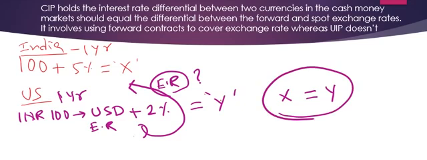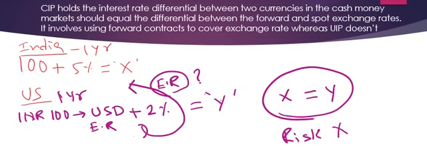So we call this covered interest rate parity because we have eliminated the exchange risk with the forward rate contract to cover the exchange rate risk. So this is how CIP is covered.